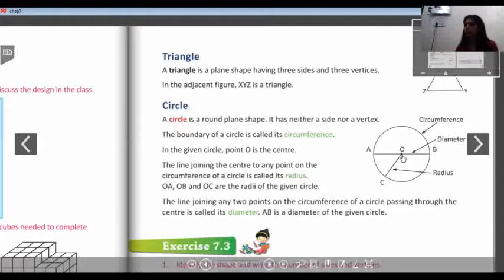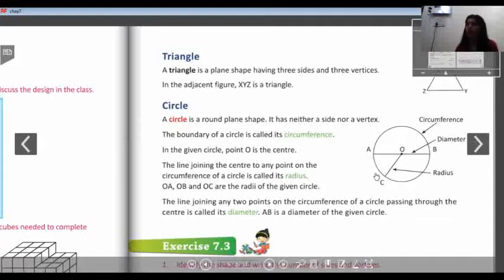And this point O, children, is called the center of the circle, and the line joining the center to any point on the circumference, suppose I take a point C on the circumference, then this OC, or OA, OB, these are all radii of the given circle. So this OC is a radius, OA is also a radius, and OB is also a radius of a circle.